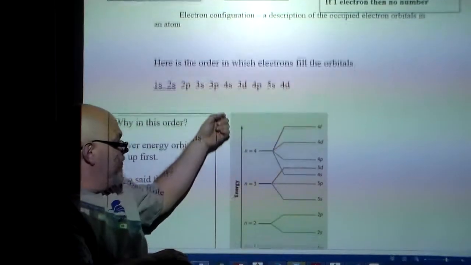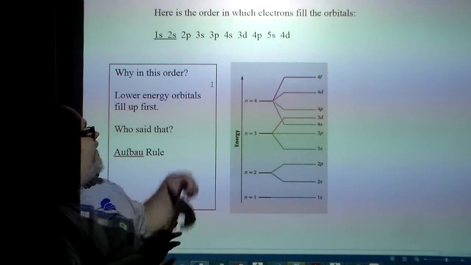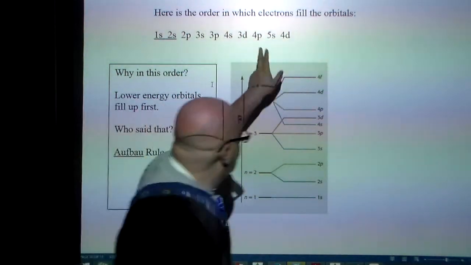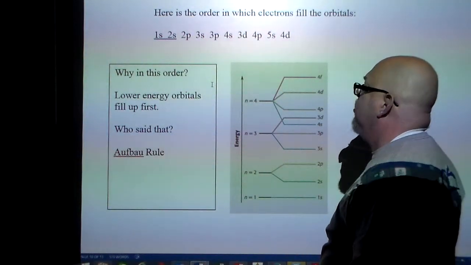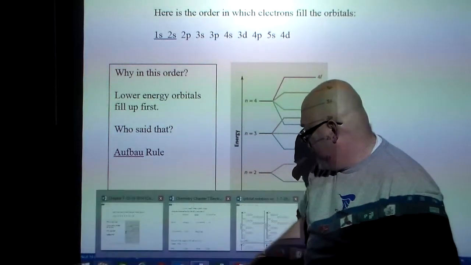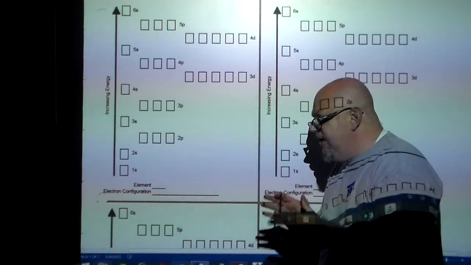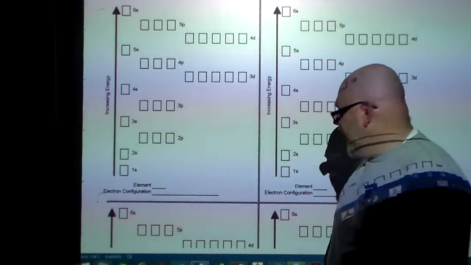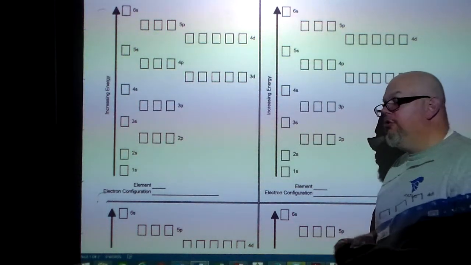Now you may notice, hey, there's a certain order that these fill in. You're right: 1s, 2s, 2p, 3s, 3p, 4s, 3d, 4p, 5s, 4d, and you're thinking, wait, what's going on here? Well, maybe this is going to help you out. The idea is, how do we write the secret code for electrons in the atom? So let's start out with a simple one.